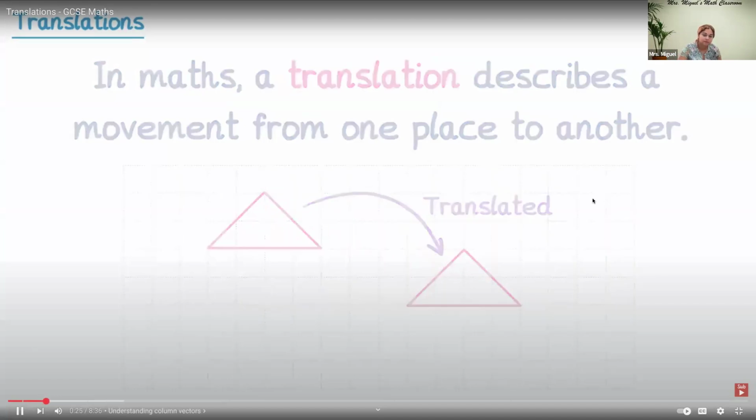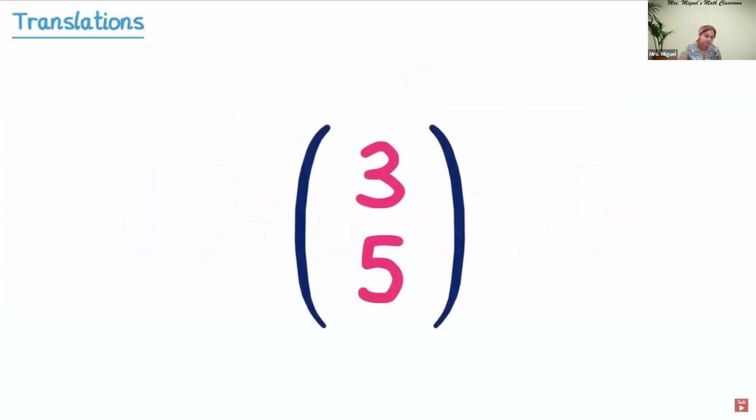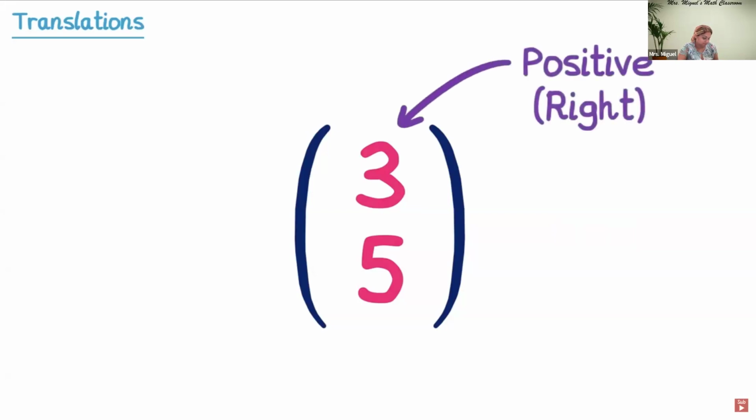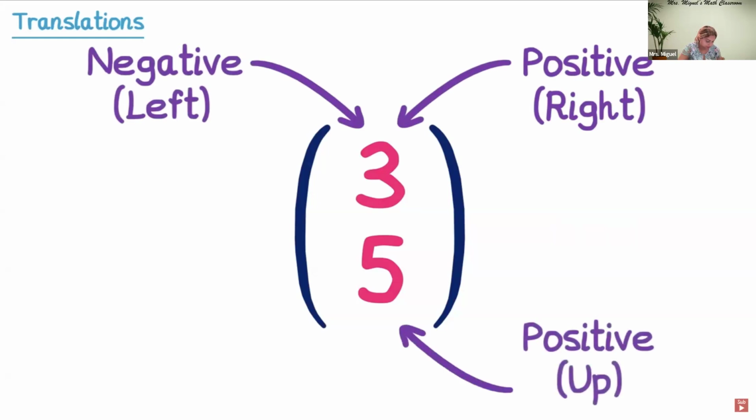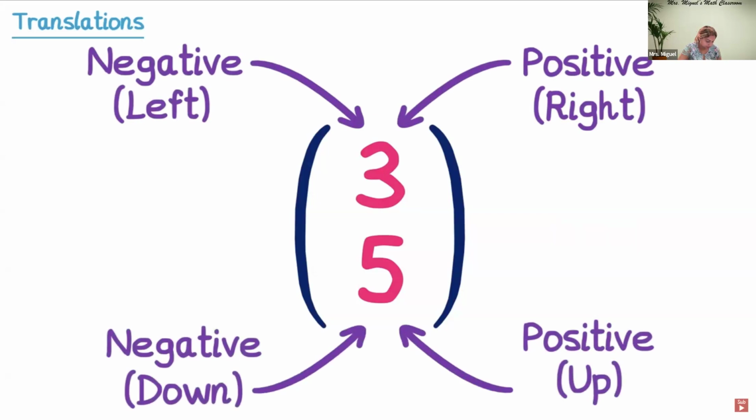To help us describe translations, we use vectors, which look like this. The top number of a vector will tell us how far to move left or right, and the bottom number will tell us how far to move up or down. If the top number is positive, it tells us to move to the right. If the top number is negative, it tells us to move left. If the bottom number is positive, it tells us to move up. And if the bottom number is negative, it tells us to move down. In this vector, for example, both of the numbers are positive. So the 3 tells us to move 3 to the right, and the 5 tells us to move 5 up.